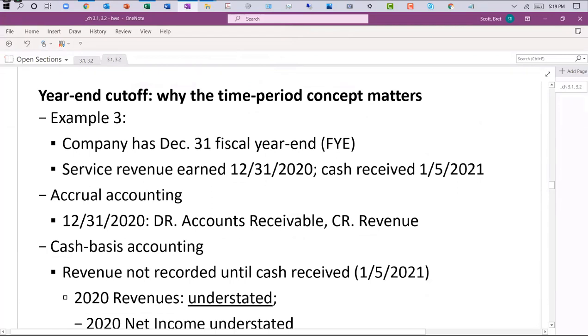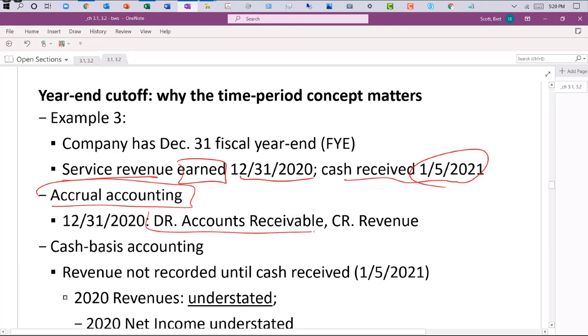Example 3, service revenue was earned at December 31st, 2020. Accrual basis says you earned it, you record it right then and there, regardless of whether or not cash is paid or cash is received. Cash is received actually 5 days later in the next year. What does that mean for us? If we're accrual basis accounting, no problem. We'll go ahead and debit accounts receivable. They'll pay us later. That's fine. The key thing about accrual accounting is we need to recognize the revenue right now. Revenues and expenses are the driver. We have to be aware of that.